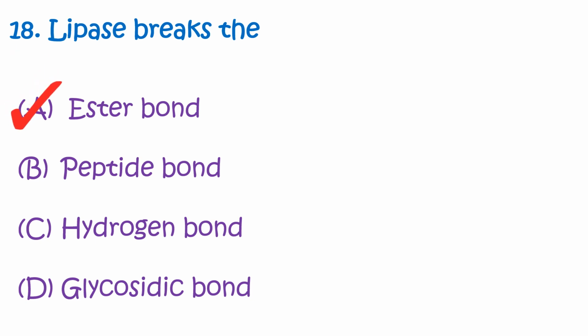Now, lipases are water soluble enzymes that hydrolyze the ester bonds of water insoluble substrates, for example the triglycerides. They further break down the triglycerides into diglycerides or monoglycerides and fatty acids. The peptide bond is broken by the protease enzyme, whereas the hydrogen bond is broken down by the helicase enzyme. The glycosidic bond is broken down by the glycoside hydrolase enzyme. It is also called glycosidase enzyme.